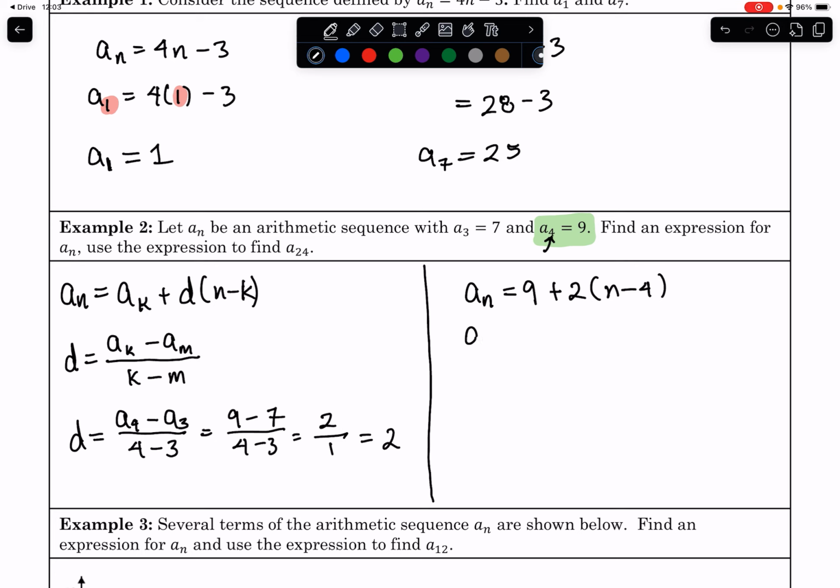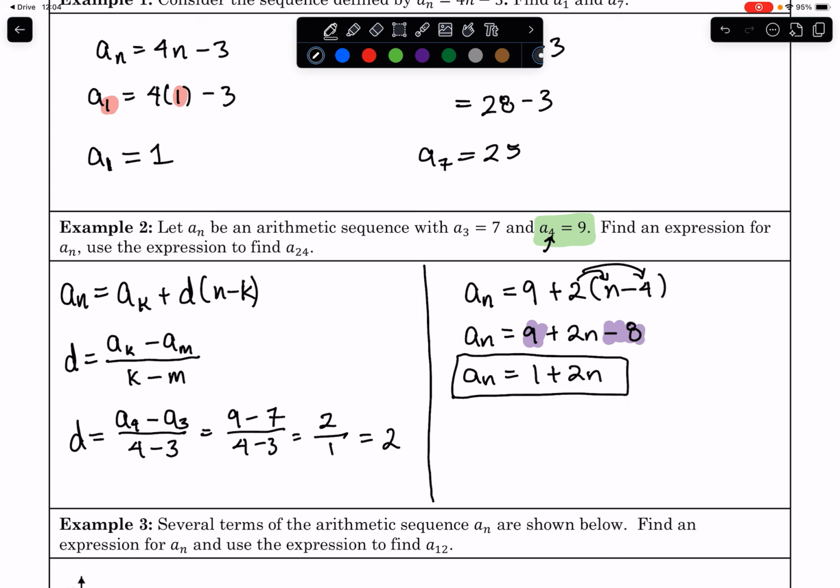We can simplify it by distributing the number 2 and then combining like terms. Since the like terms here are 9 and negative 8, that's going to simplify to 1. So 1 plus 2n. And this again is the formula, the expression, for our arithmetic sequence. A sub n is equal to 1 plus 2n.